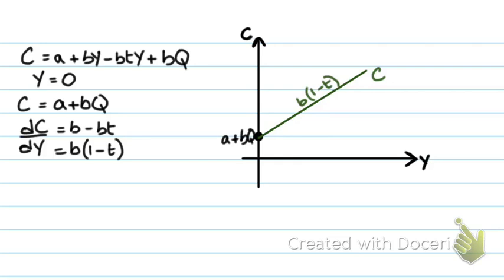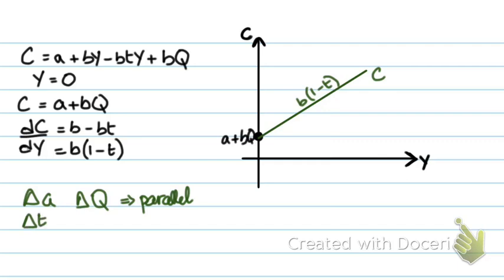If there is a change in autonomous consumption or transfer payments, that's A and Q, a change in A and a change in Q will lead to complete parallel shifts, upward or downwards depending on whether it is an increase or a decrease. This is because A and Q are independent of income.